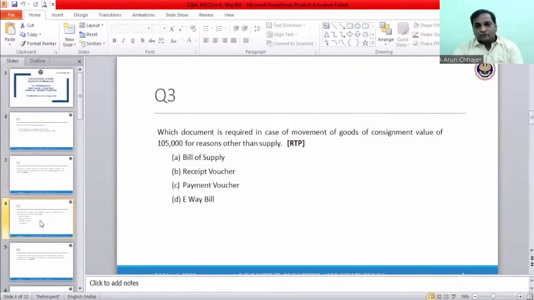Next question: which document is required in case of movement of goods where the consignment value is 1,05,000 for reasons other than supply? The correct answer is the e-way bill.